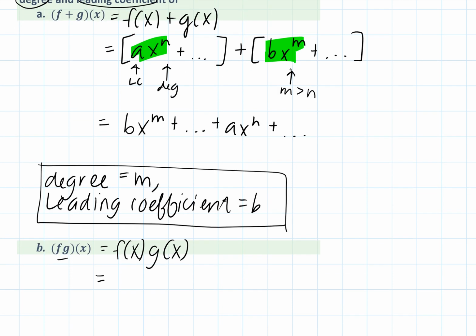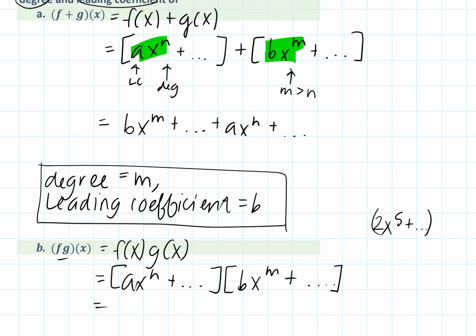So this time we have ax to the n plus maybe some other terms times bx to the m plus maybe some other terms. If we multiply them, let's look at an example off to the side. Like if we had 2x to the 5th plus a bunch of stuff times 3x to the 7th plus a bunch of stuff. If we multiplied these first two terms, you would get 6x to the 12th, right? x to the 5th means you're multiplying x by itself 5 times. x to the 7th means you're multiplying x by itself 7 times. So altogether, you're multiplying x by itself 12 times.